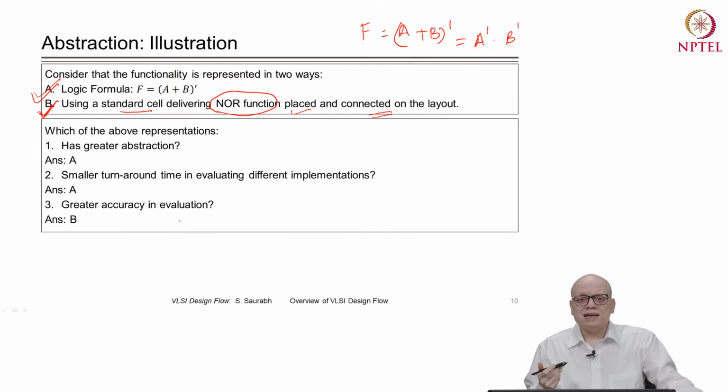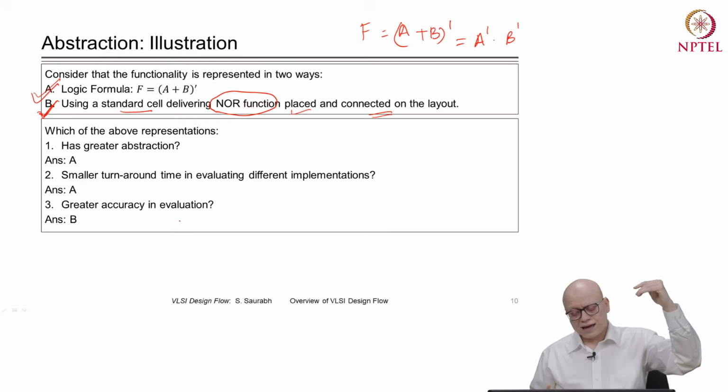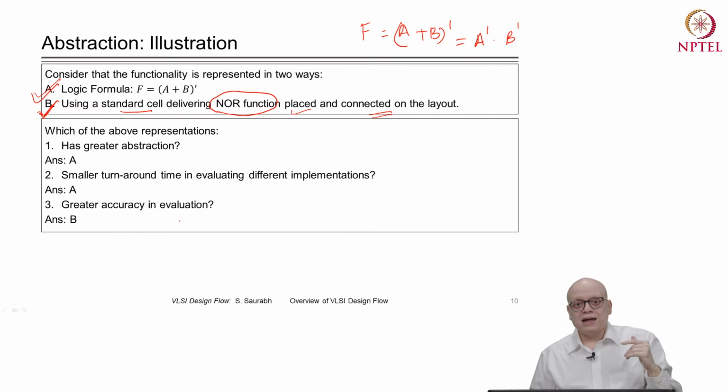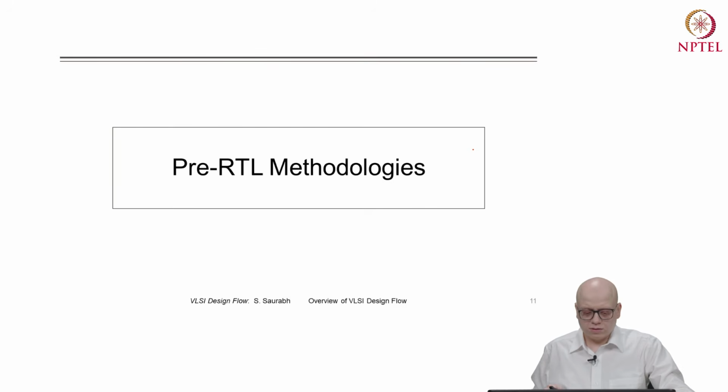So what we see is that as the design moves from a higher abstraction level to a lower abstraction level, the details are added, and as such when details are added, then the scope of optimization reduces, but the estimates of the figures of merit become more accurate. Now let us look at pre-RTL methodologies.